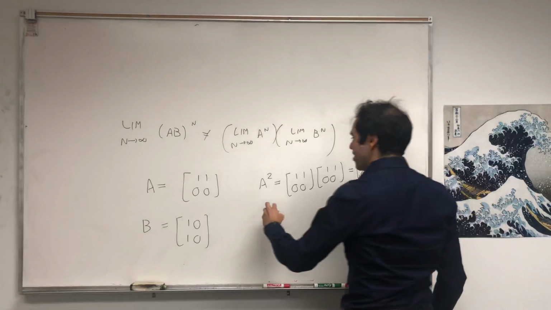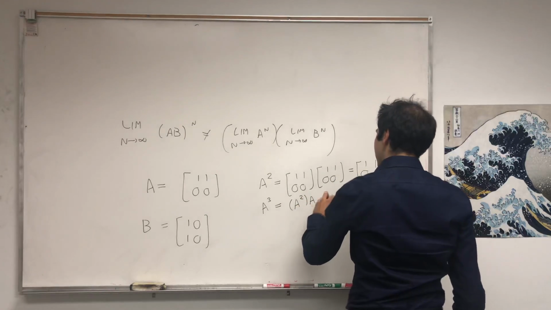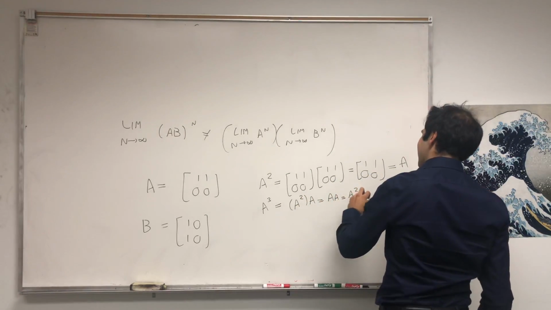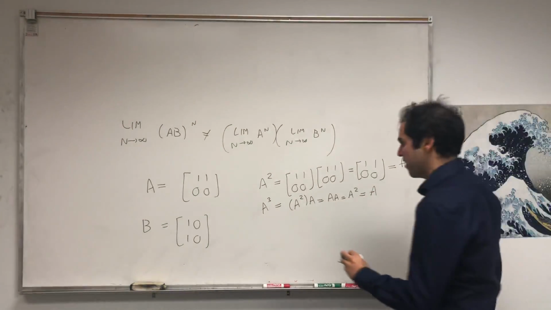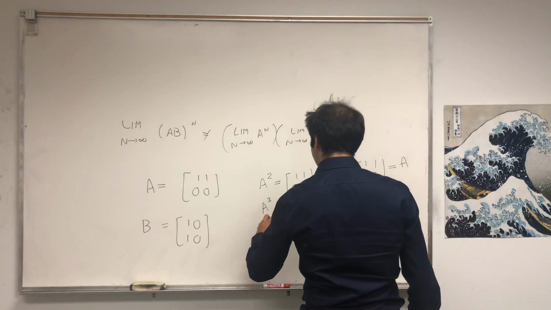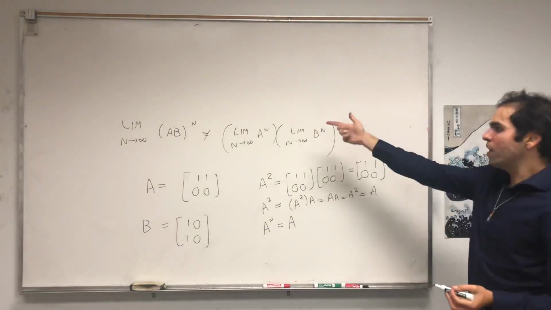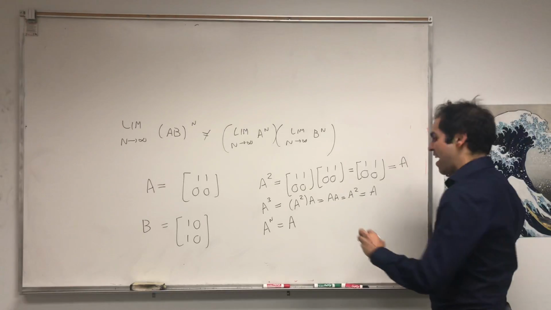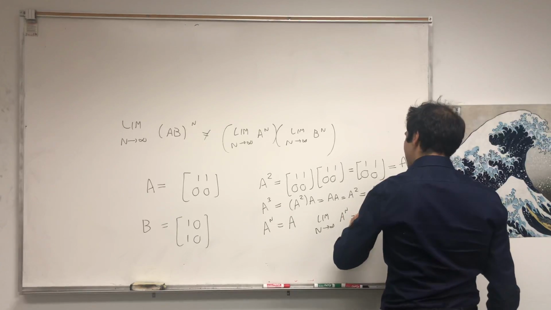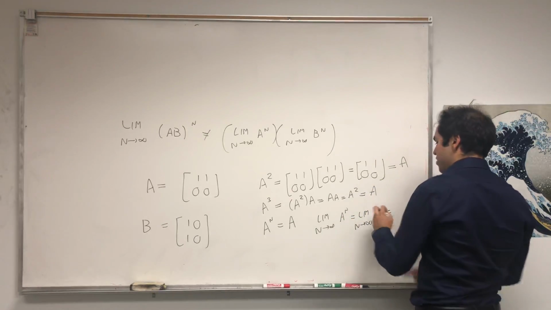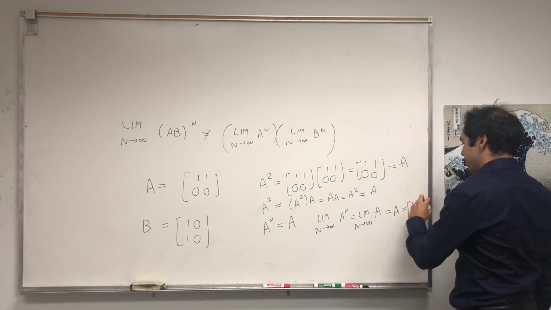In particular, what is A cubed? Well, that's A squared times A, which is AA, which is A squared, which is A. In other words, all the positive powers of A are just A. So A to the n is A. In particular, what is the limit as n goes to infinity of A to the n? That's the limit of a constant matrix, which is A, namely 1, 1, 0, 0.